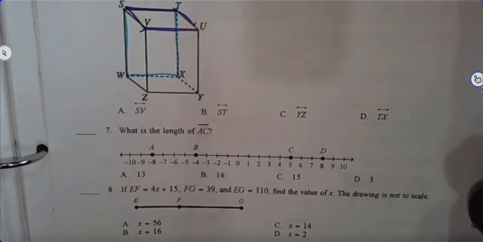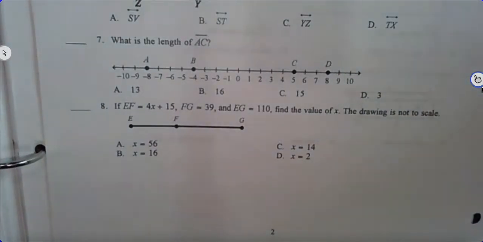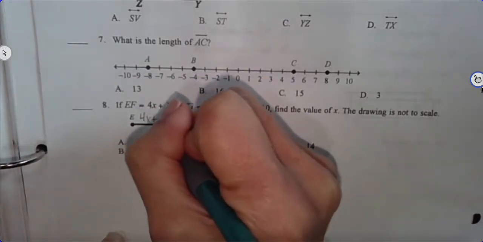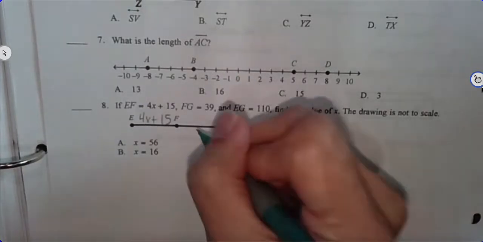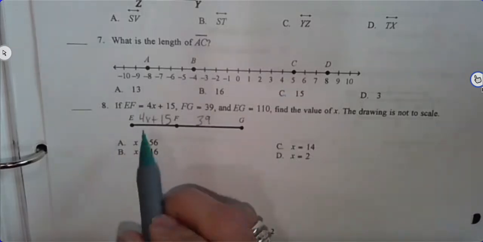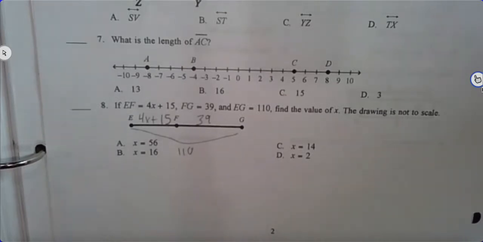Okay. Then we go to number 8, and I need a pencil. I don't have a pencil. Maybe this one works. It tells me that EF is 4x plus 15. I'm going to write that on there. It tells me that FG is 39, and the whole thing is 110. So how could I set that up like as an algebraic equation? If I add both of those things together, what would they equal? 110. Does that make sense?